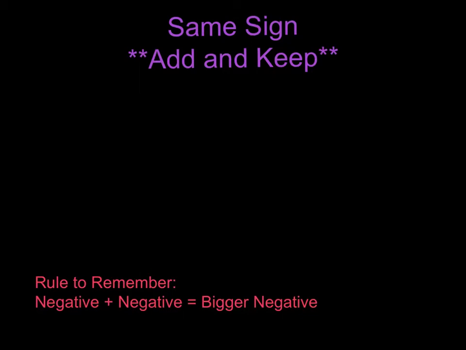Okay, so adding integers with the same sign, that just means two numbers that we're adding that are both negative. They have the same sign. In the song, it says to add and keep. Another way of saying that I use to help students remember is that a negative plus a negative, you're just getting a bigger negative. You're going more negative. So it makes sense that you add the two numbers together, but you keep that negative sign because it's a bigger negative.